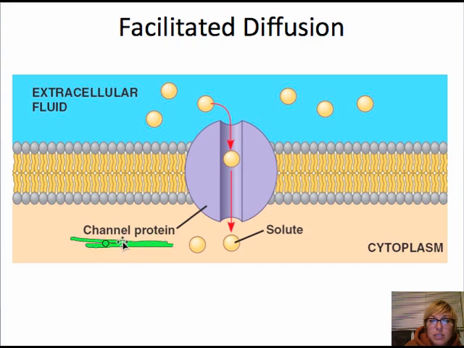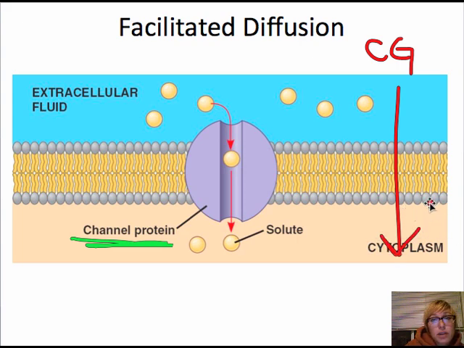Now, a channel protein has a specialized corridor which uniquely matches the molecule that it wants to move into the cell or out of the cell, and it basically speeds up diffusion. Now, one thing to note is that this is moving in the same direction as the concentration gradient. So remember, the concentration gradient is just the direction of diffusion. So we would have high concentration of solutes here, low concentration of solutes here.